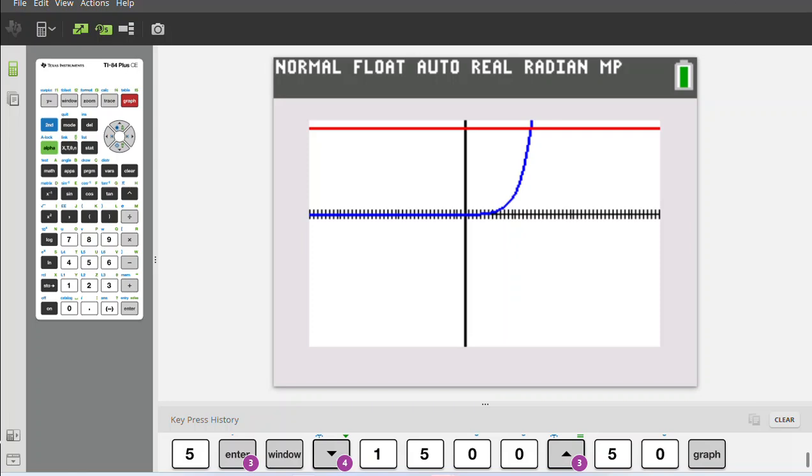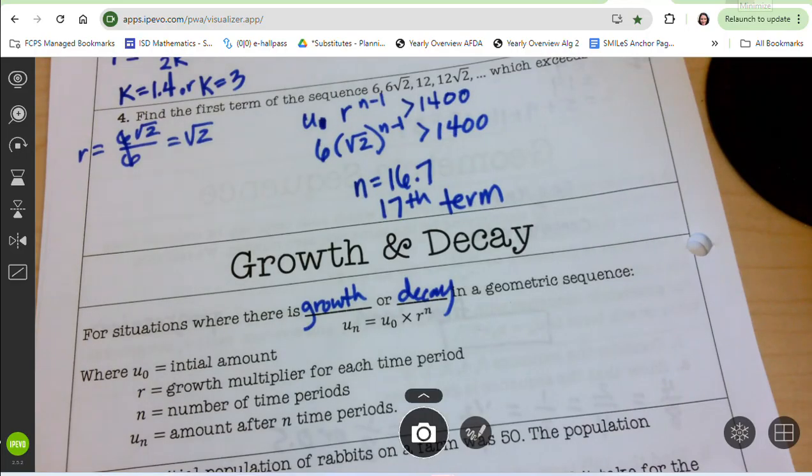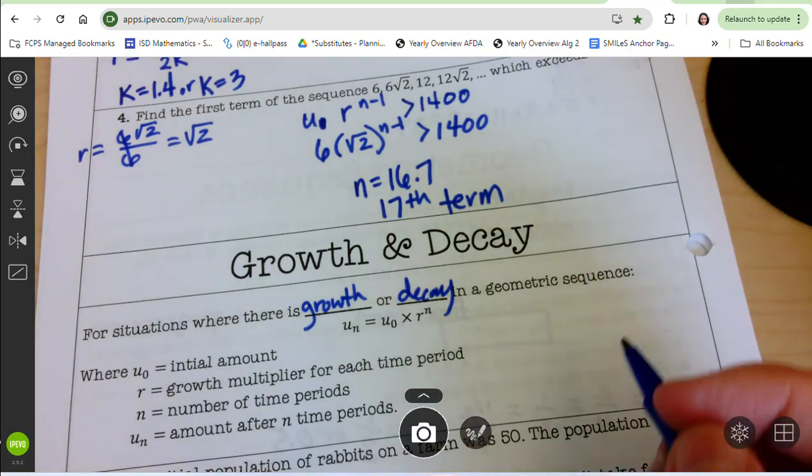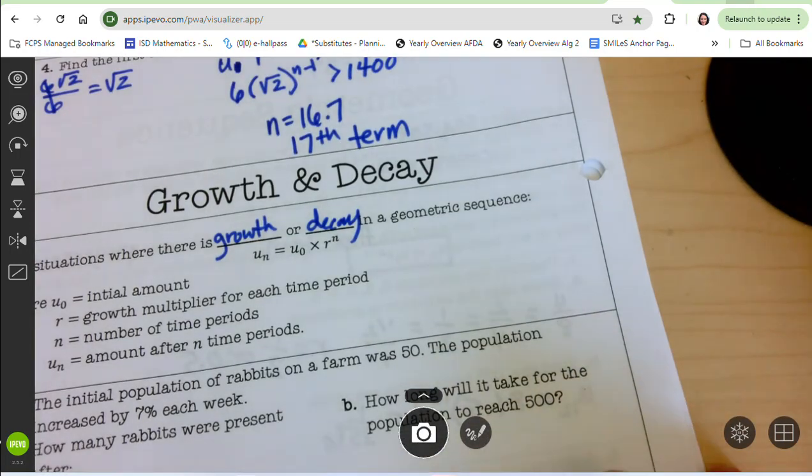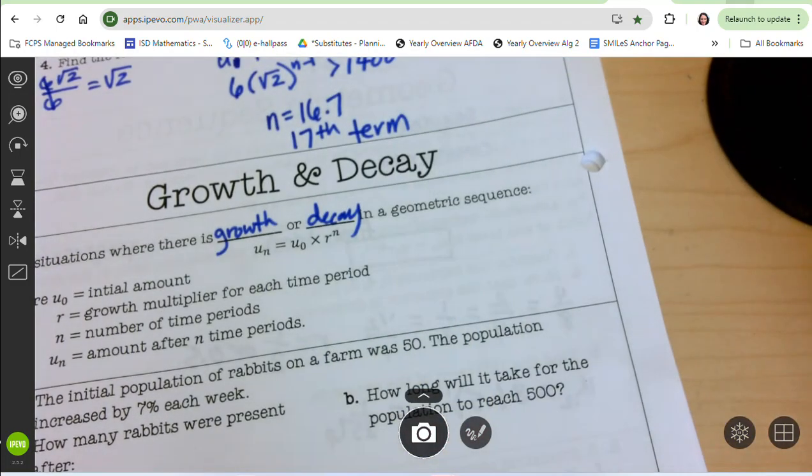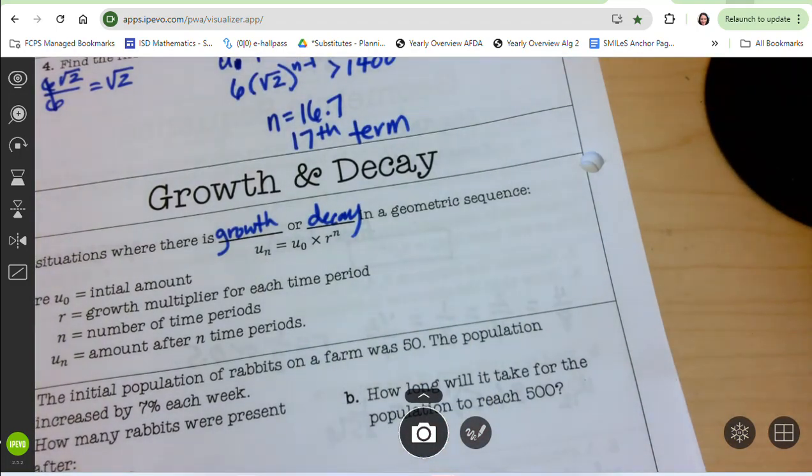All right, we need to get through these notes, guys. We have an exit ticket. We have like 2 exit tickets, so we have work to do. All right, refocus here. Sum. No, we're not on sum. We're on growth and decay. Sorry.